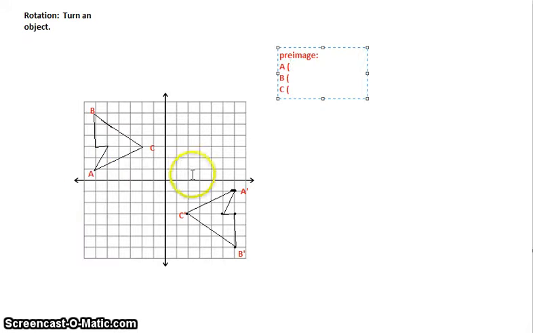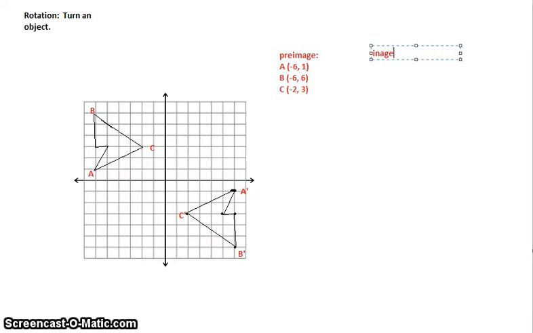So for A, that coordinate is going to be negative 6, and up 1. So negative 6, 1. For my B, I'm going to go negative 6 on my x-axis. And on my y-axis, I'm going to go up 6. So for my B, I went negative 6 and up 6. And then for C, I'm going to go backwards 2 and up 3. And that's how I'll get to point C. So those are the coordinates for my pre-image.